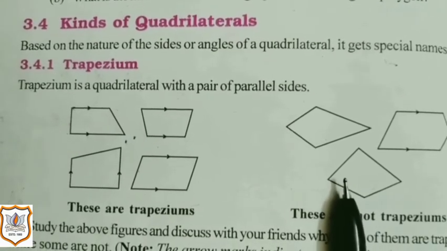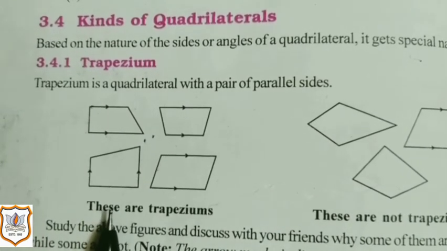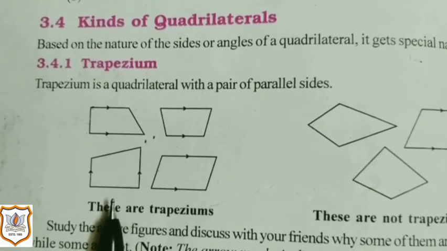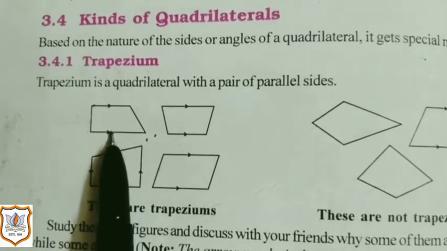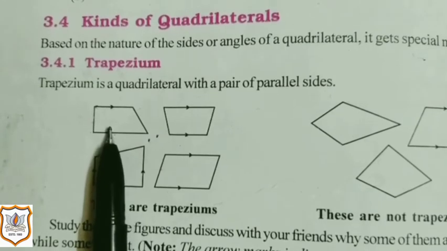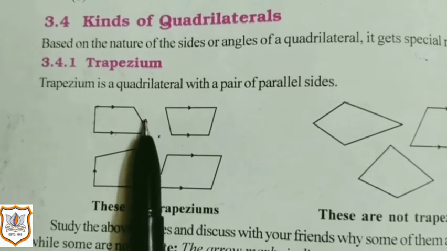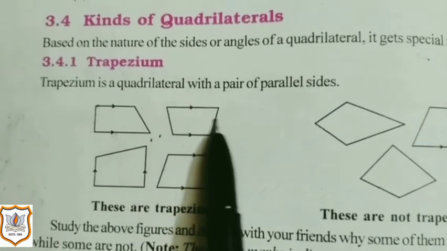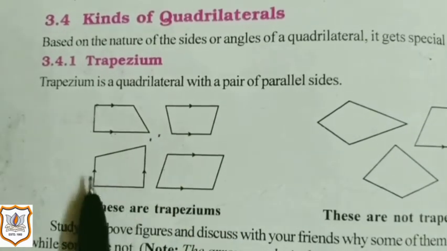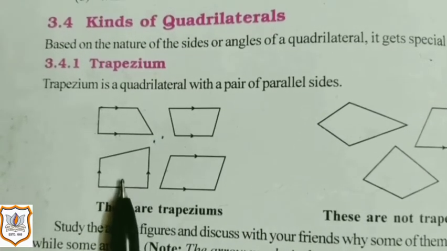So students, we conclude that a trapezium is a flat closed shape having four straight sides with one pair of parallel sides. The parallel sides of a trapezium are known as the bases. So, these lines are bases and these non-parallel sides are called legs. Clear? In this, these parallel sides are bases and these non-parallel sides are called legs. Clear?